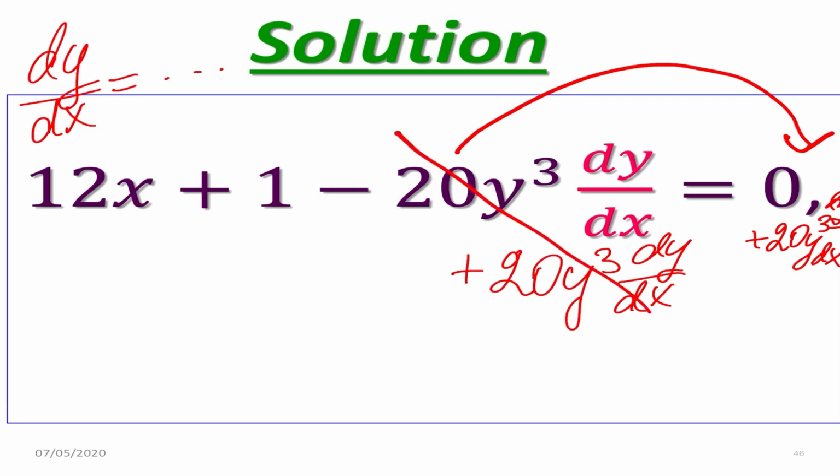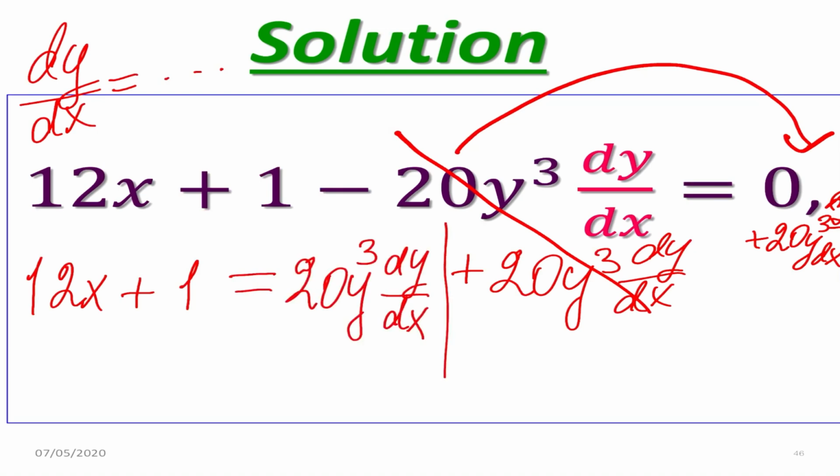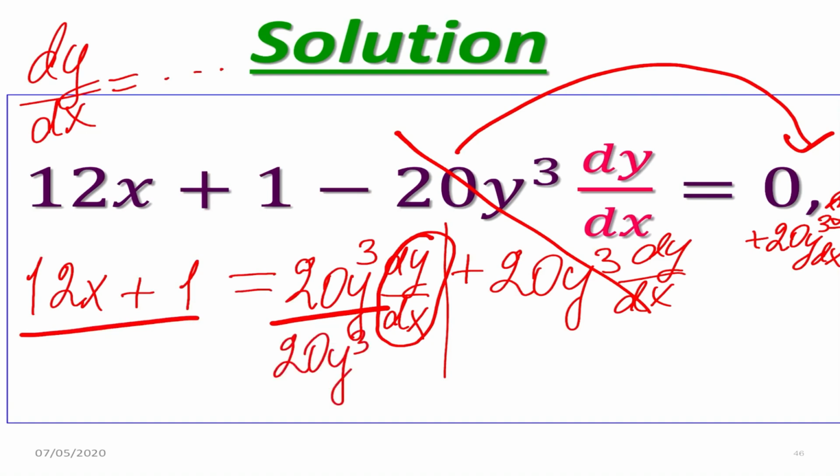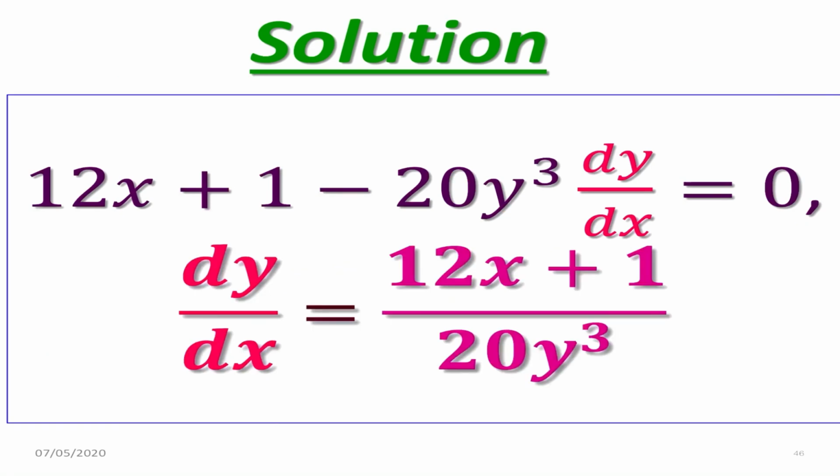So in the next line of your work, bring down 12x plus 1 equals, on the right side we'll get 20y cubed dy dx. And finally, the last step, whatever is attached to your dy dx, you want to divide through both sides of your equation in order to isolate dy dx, get it alone. And we could actually swap the sides and write it in the normal order. So dy dx equals 12x plus 1 over 20y cubed. So that's going to be your final derivative.